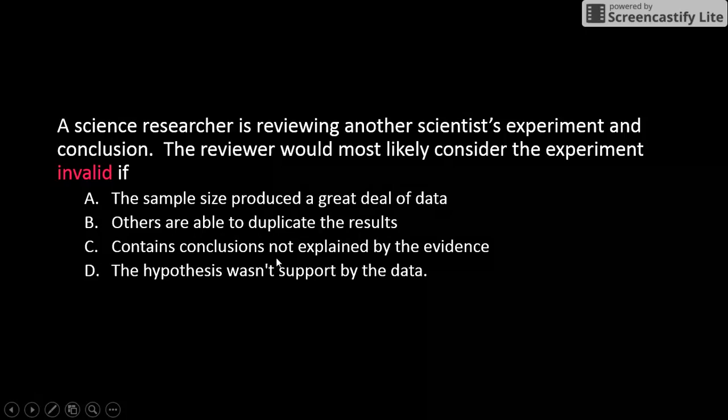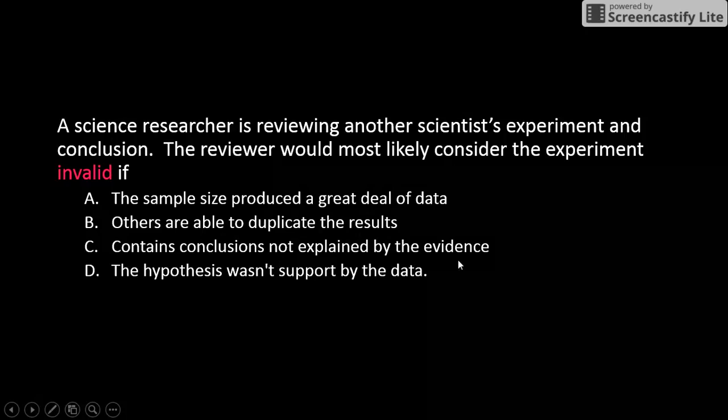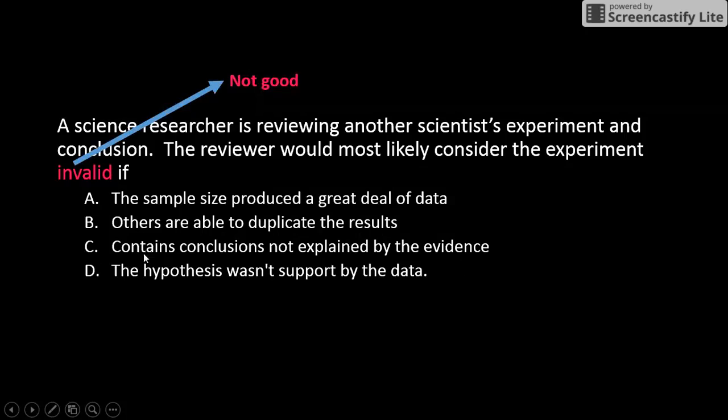C, contains conclusions not explained by the evidence. If we have conclusions that are not supported by the evidence, that is bad. Not good. D, the hypothesis wasn't supported by the data. Our hypothesis, it's okay if we prove it wrong. If we prove it wrong, we're just going to run more tests. But the only thing that would make our experiment really bad is if we have a conclusion that is not supported by evidence. If we don't have evidence to back it up, it's not a good experiment.